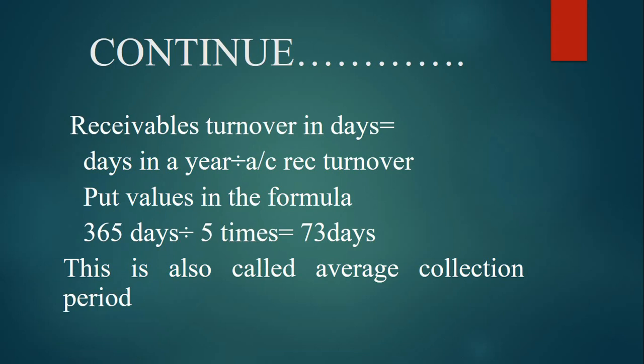So here we calculate the receivable turnover in days. This is the days in a year, which may be 360 or 365, divided by the accounts receivable turnover that we have calculated earlier. This is 5 times per year. So here the 73 days means that after each 73 days in a year, our receivables are converted into cash, and this is also considered the average collection period.